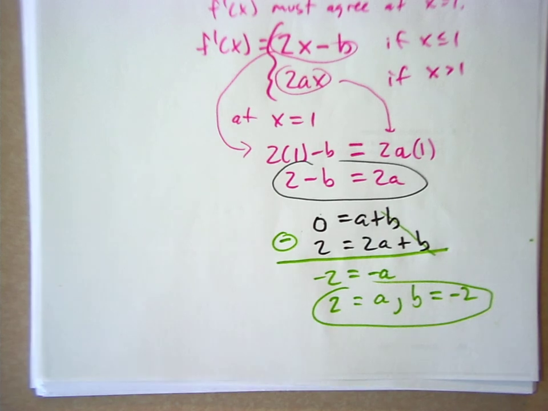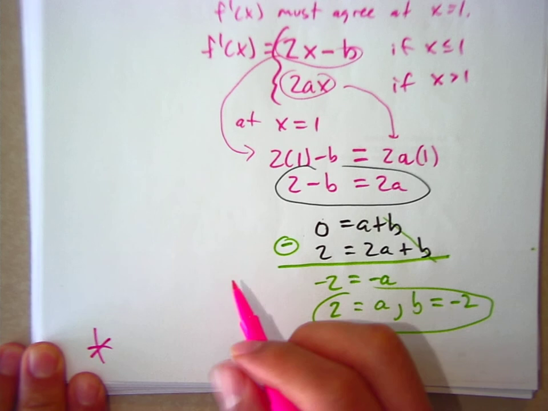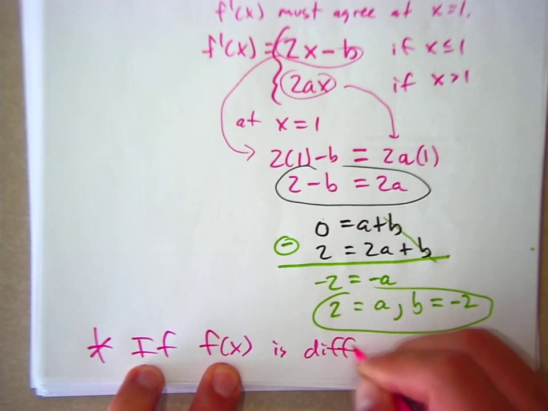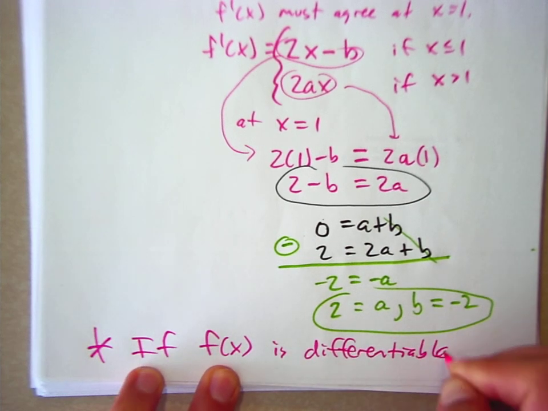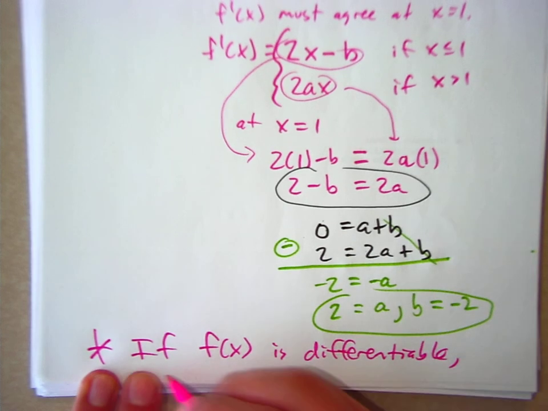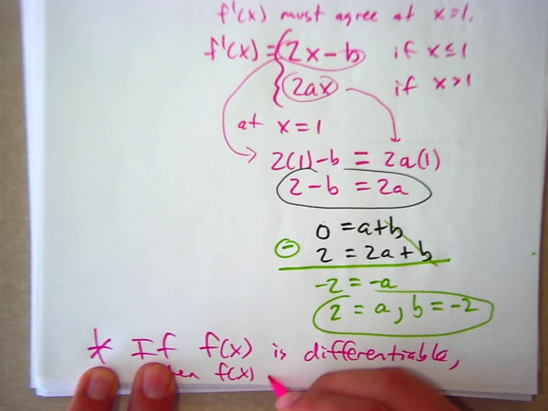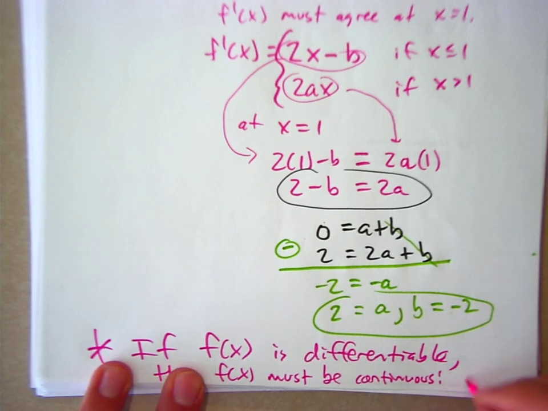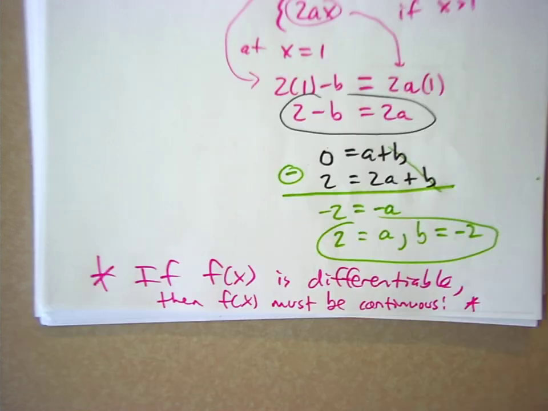All right, so that is a little bit about differentiability. The last thing that we should make a note of, and this is kind of important, is that if f is differentiable, then f of x must be continuous. Can't have differentiability without continuity. So if it's differentiable, then it means it was continuous as well.